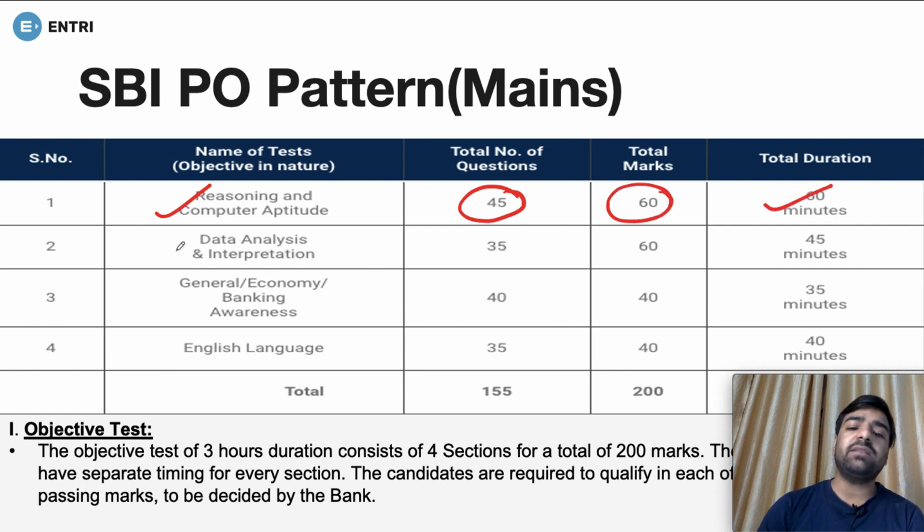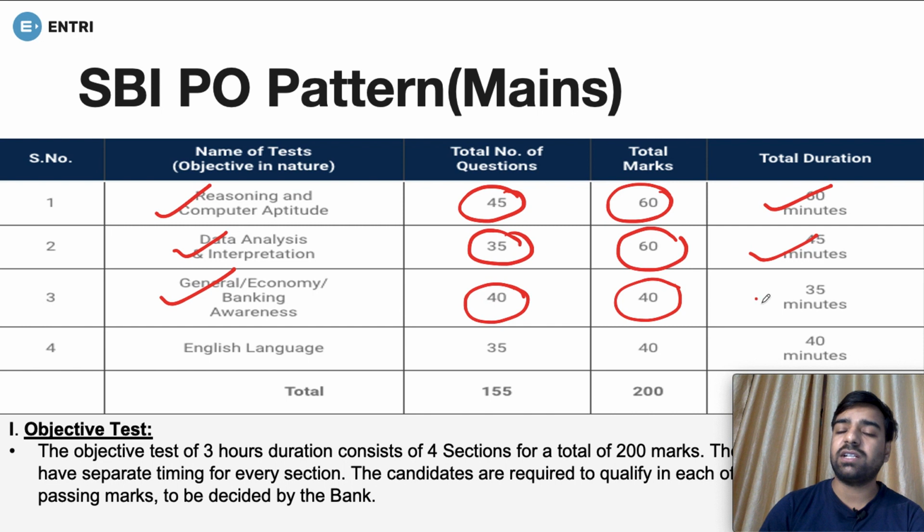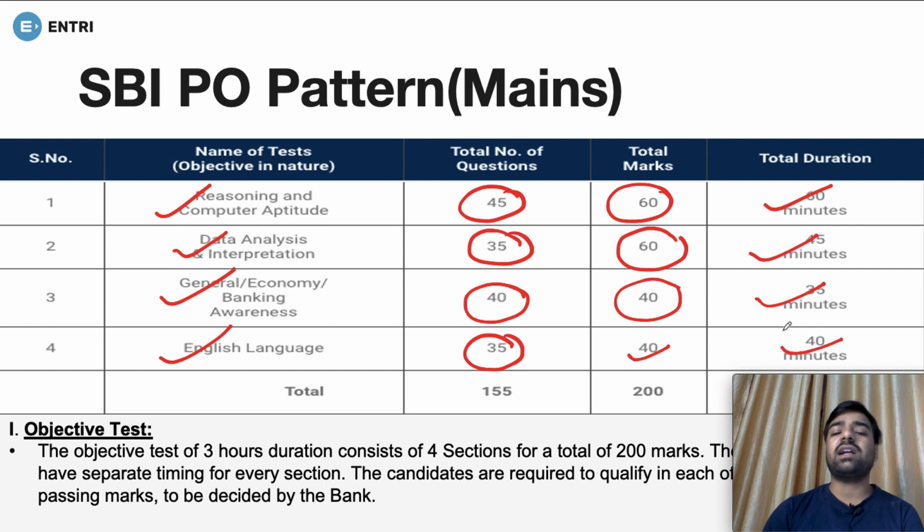For data analysis and interpretation, there will be a total of 35 questions, the total marks would be 60, and 45 minutes would be given for it. For general awareness, there will be 40 questions, 40 marks, and 35 minutes allotted. Then for the English language, there will be 35 questions, 40 marks, and 40 minutes will be given. Overall you can see that there are 155 questions and total marks are 200. Fine. So these 3 hours are given for the 4 sections of a total of 200 marks.